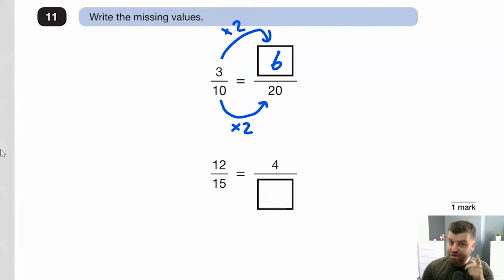But guys, you're not going to get a mark for that. This is 1 mark for both. So let's go on to the second one. 12 to 4. How do we get from 12 to 4? Well, we're going to divide as we're getting smaller. And if we know our times table facts, this is really easy. We're going to divide by 3.